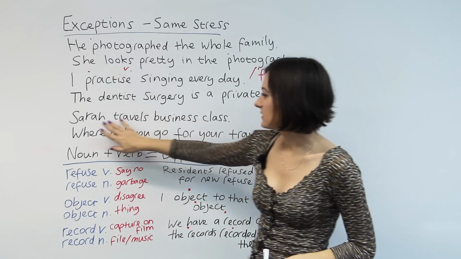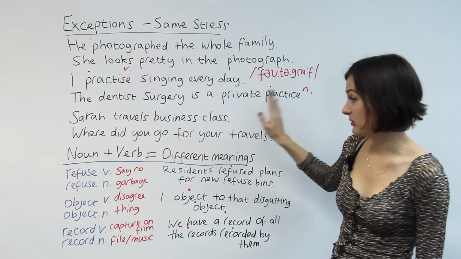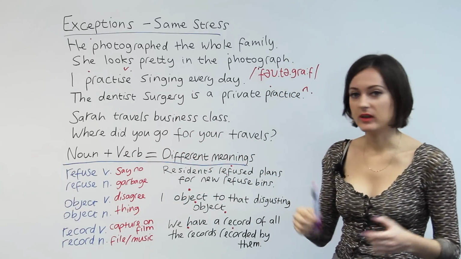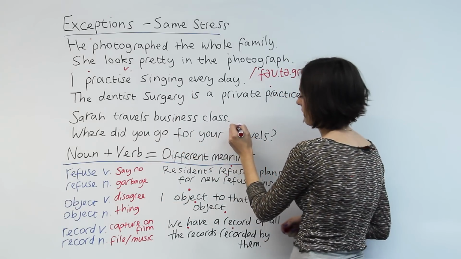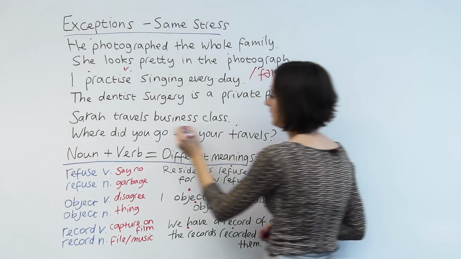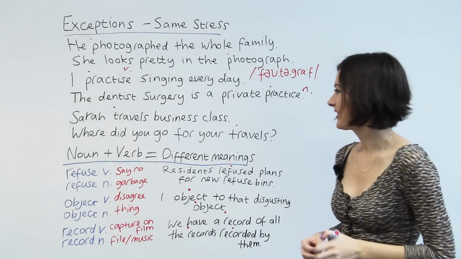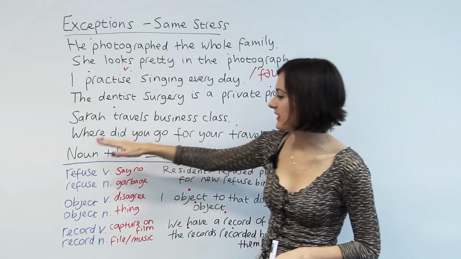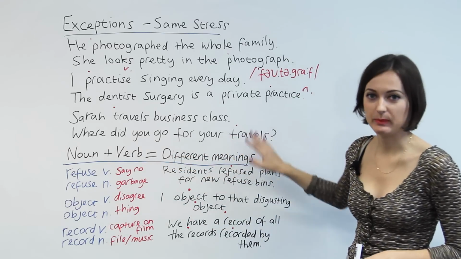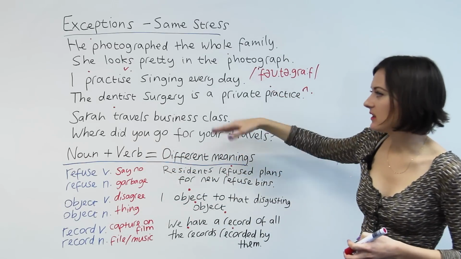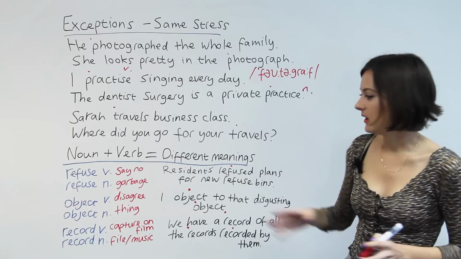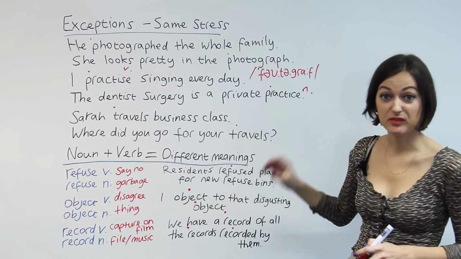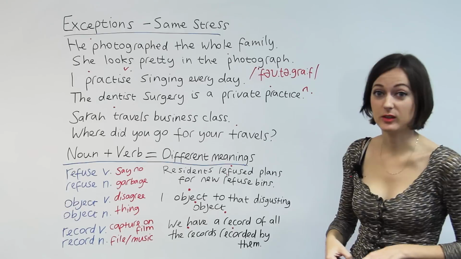And our next example, Sarah travels business class. And where did you go for your travels? The stress is in the same place. Travels, travels, travels. At the beginning of the word. And let's look now at when the noun and the verb have different meanings. In these other examples, they have related meanings. In these examples, although they're the same word, they have different pronunciation and different meanings. So let's look at that.